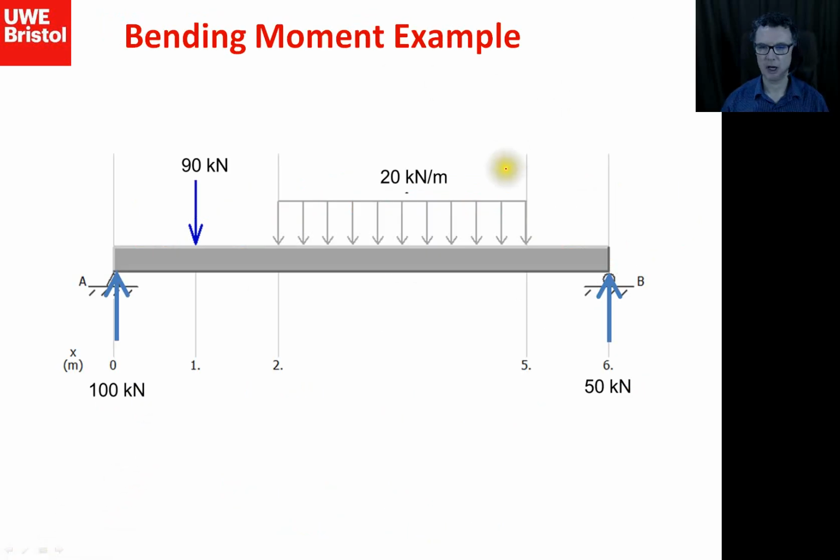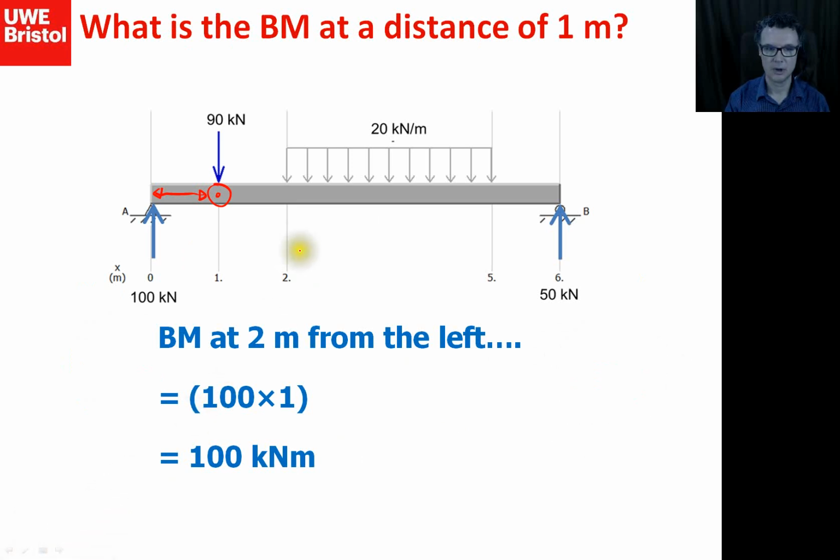Okay, let's consider a more challenging problem. So we've got a load, a UDL, 2 reaction points. I've worked out what the reactions are going to be already, so 150. And then I can imagine that, I'm sorry, I'm at 1 meter, that's incorrect. I'm 1 meter away from the start. What's the bending moment going to be?